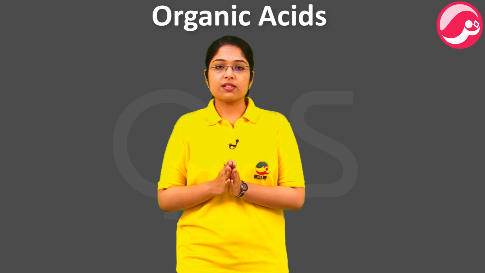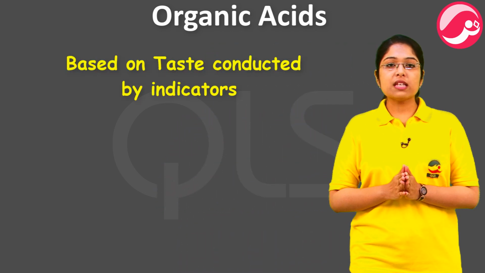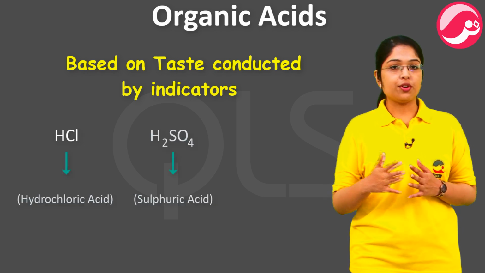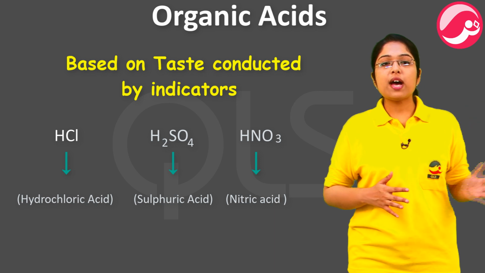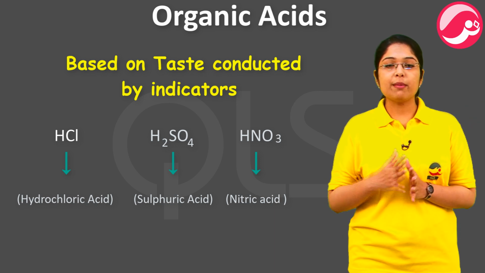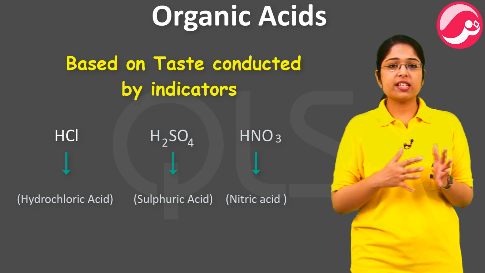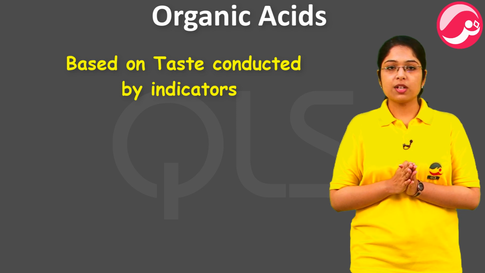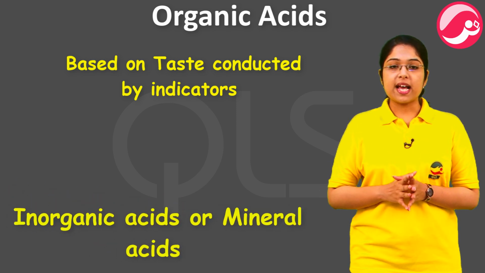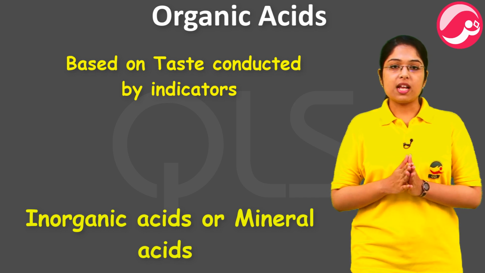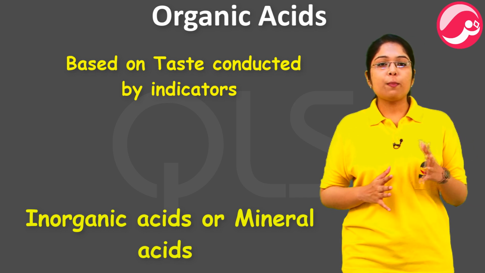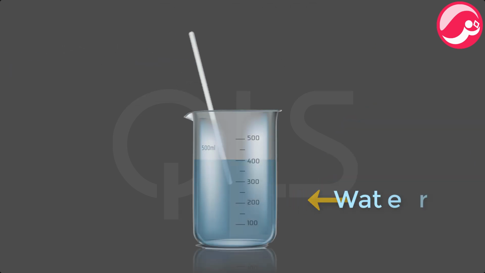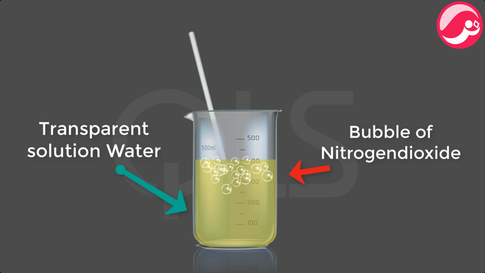Now, based on taste conducted by indicators, we can list out hydrochloric acid, sulfuric acid and nitric acid. ये तीनों acids हैं, हम इनको taste नहीं कर सकते. हमें अगर इनके बारे में confirm करना है whether it is acidic or basic, we have to do it with an indicator. All these acids are collectively termed as inorganic acids or mineral acid because they are obtained by dissolving mineral oxides in water. Nitric acid is obtained by dissolving nitrogen dioxide in water.